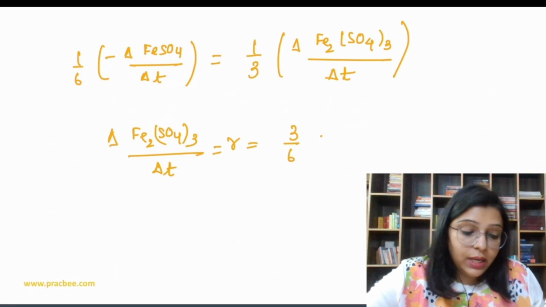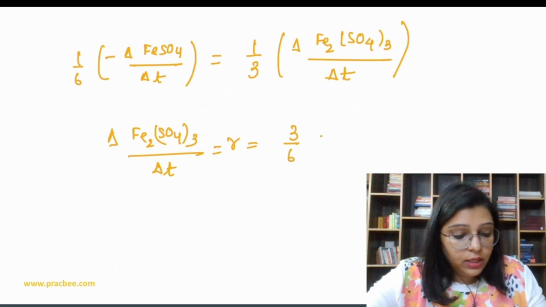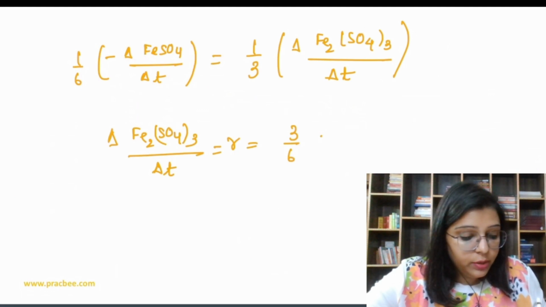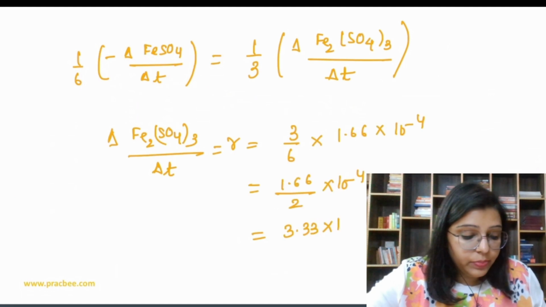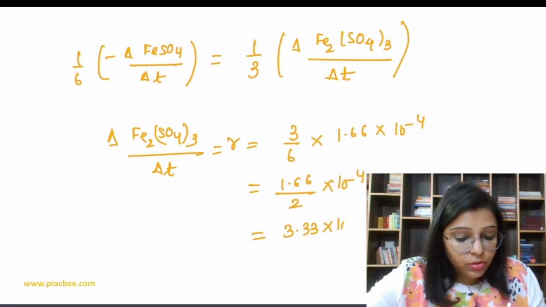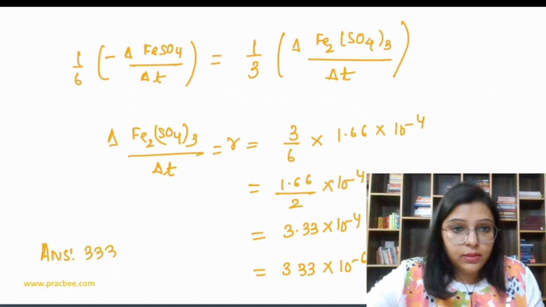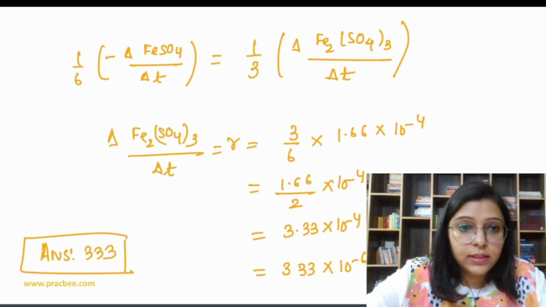We have to report the answer in terms of 10 to the power minus 6. So this is 333 into 10 to the power minus 6, right? 333 into 10 to the power minus 6. So the answer is 333. Clear? The answer is 333.